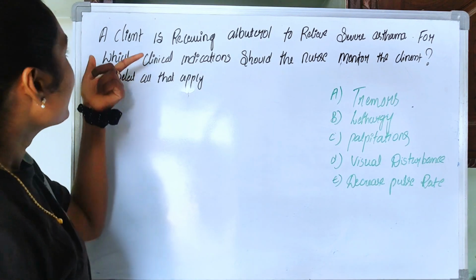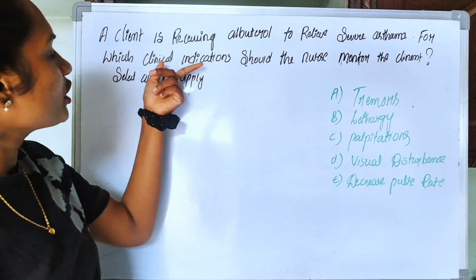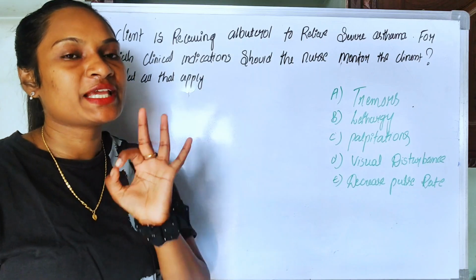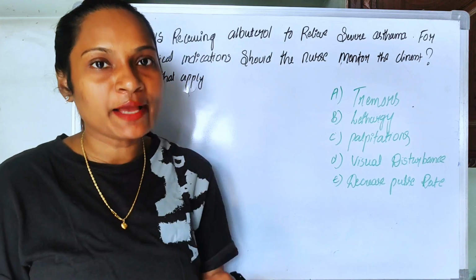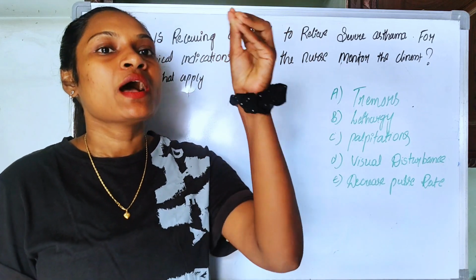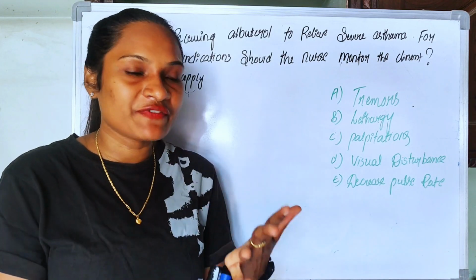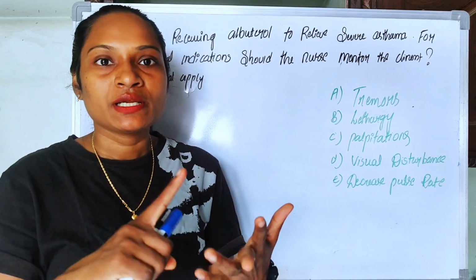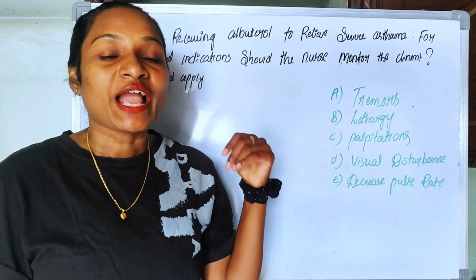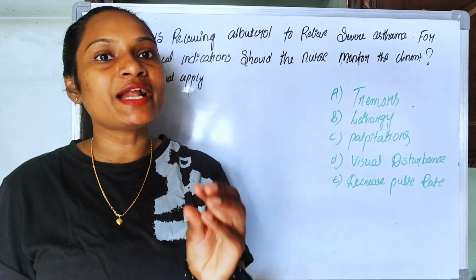The next question is, a client is receiving albuterol to relieve severe asthma. For which clinical indication should the nurse monitor the client? Select all that apply. Whenever we are in the examination, we need to focus on some words in the examiner's question, like severe, except, important, most priority, and select all that apply. These kinds of keywords are there in the questions that we need to focus on.